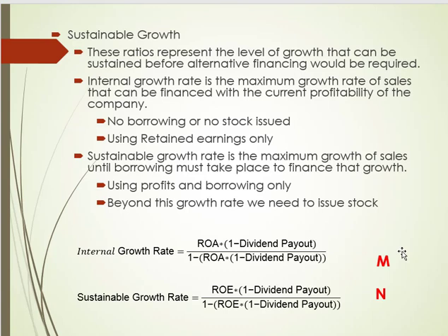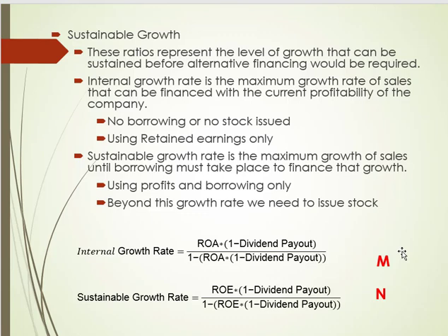There are two ratios that talk about financing growth. The first is what's referred to as the internal growth rate. The internal growth rate is the maximum growth rate of sales that we can finance entirely with profitability. No borrowing and no stock issued, using retained earnings only. That would be the optimal kind of growth, where we do it without going outside the company.